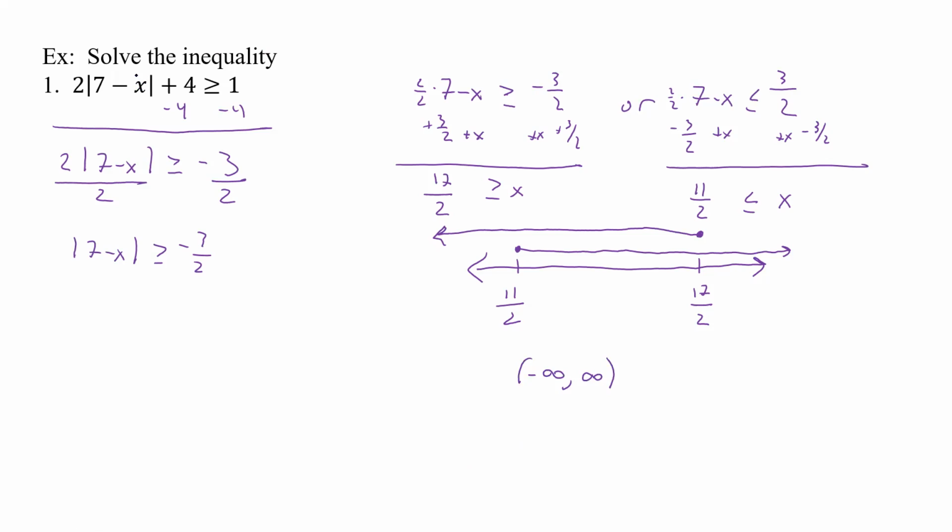And if you think about that, no matter what we plug in here, positive or negative, the absolute value of that is going to be positive, times 2 is positive, plus 4 more is positive, and that 4 is going to be greater than 1 already. And so no matter what we plug in there, it's always going to give us a true statement. Okay.